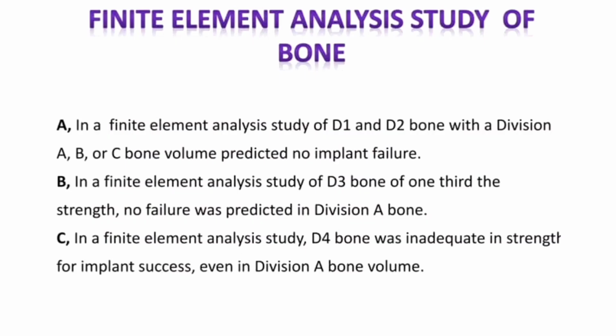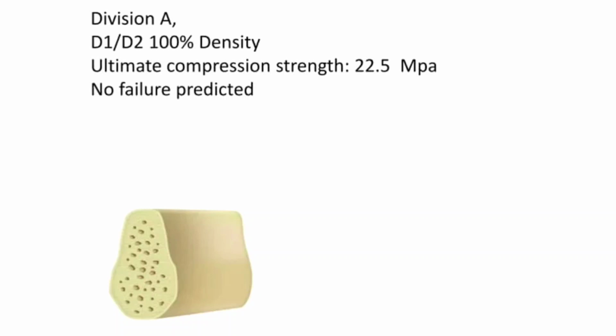In a finite element analysis study of D1 and D2 bone with a division A, B, or C bone volume, the study predicted no implant failure. In a finite element analysis study of D3 bone of 1/3 the strength, no failure was predicted in division B bone volume, or in division C. In a finite element analysis study, D4 bone was inadequate in strength for implant success, even in division A bone volume.